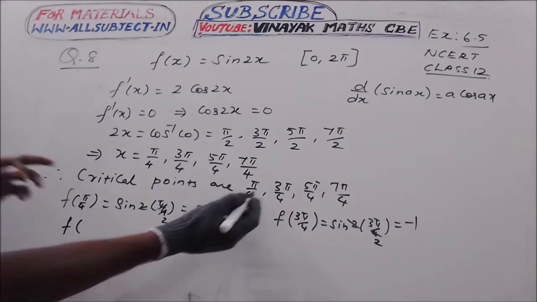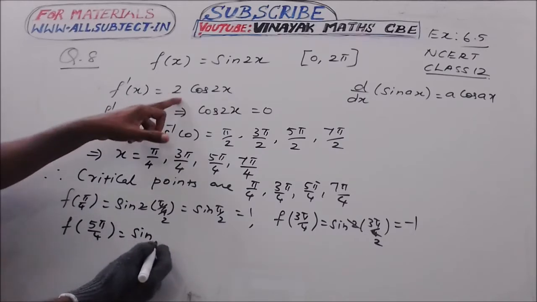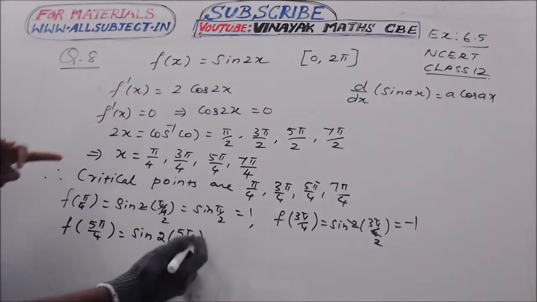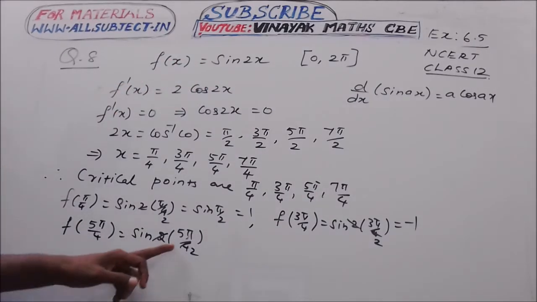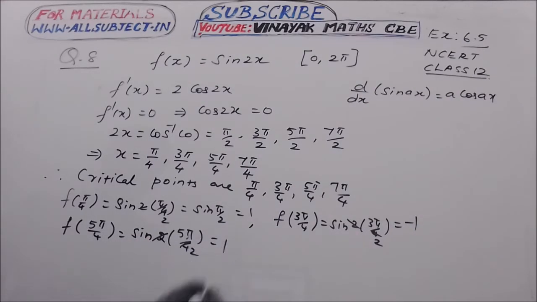Then f of 5 pi by 4: substituting 5 pi by 4, sin 2 into 5 pi by 4, cancelling, we get sin 5 pi by 2. 5 pi by 2 means 5 times 90, which is 450. 450 means 360 plus 90. So its value is 1.